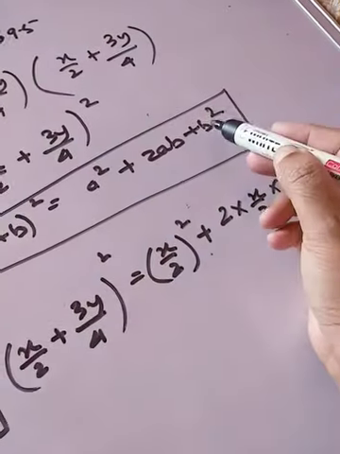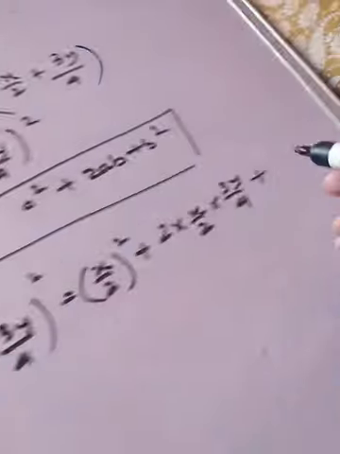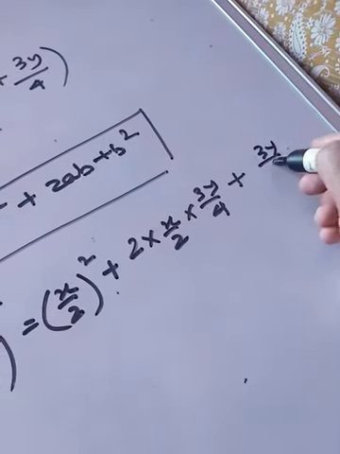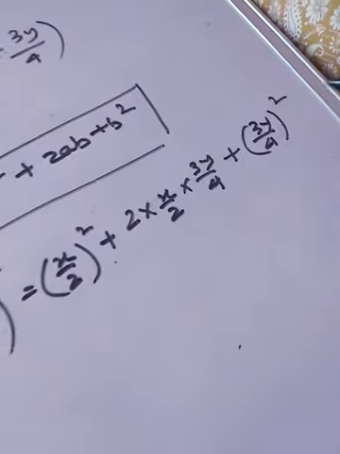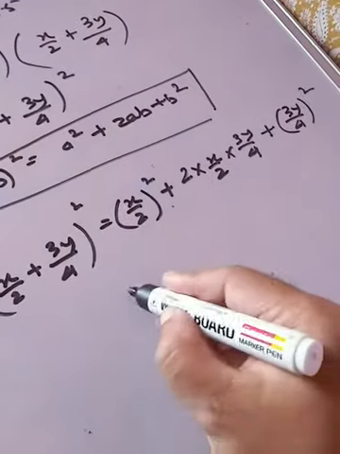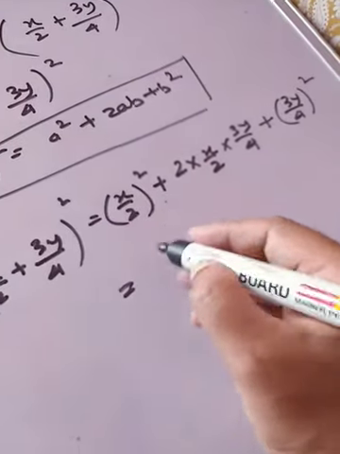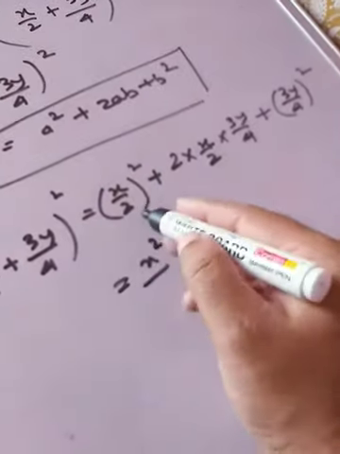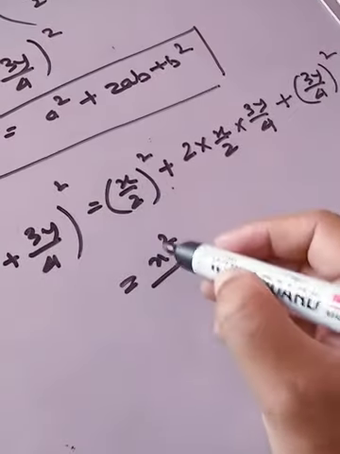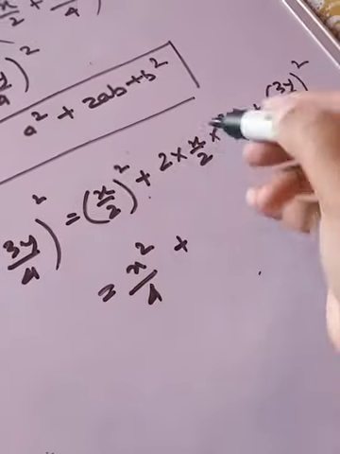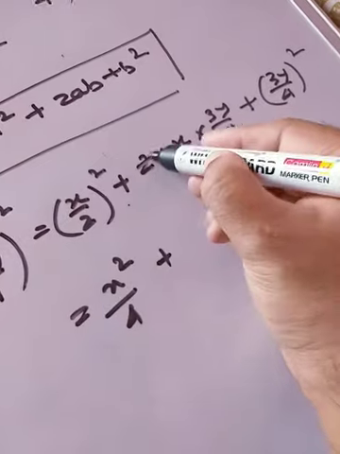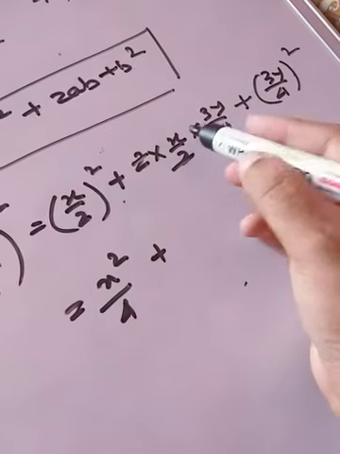So what is the last one we have to write? B square. B is what? 3y by 4. 3y by 4 whole square. Okay, now we'll solve it. X into x, x square, and the denominator is 2, so 2 into 2, 4. Done. We can reduce this, you see. This 2 can be reduced. Okay, so what is the final answer?